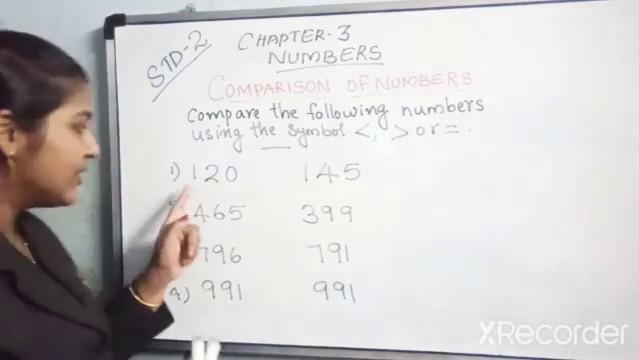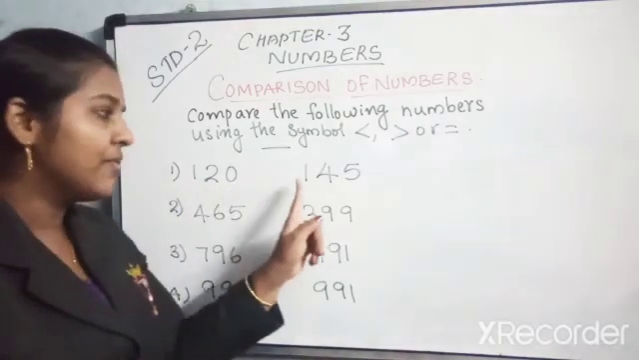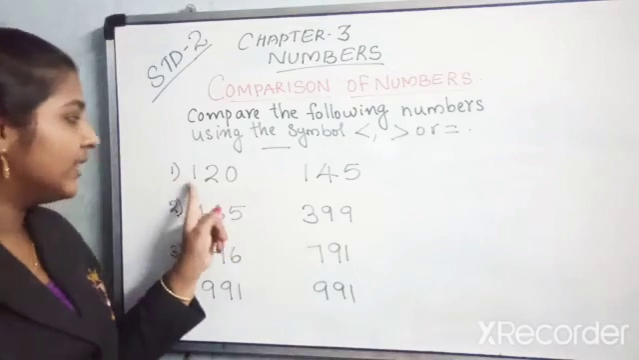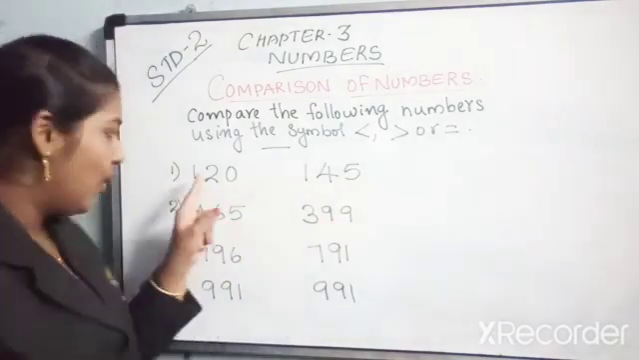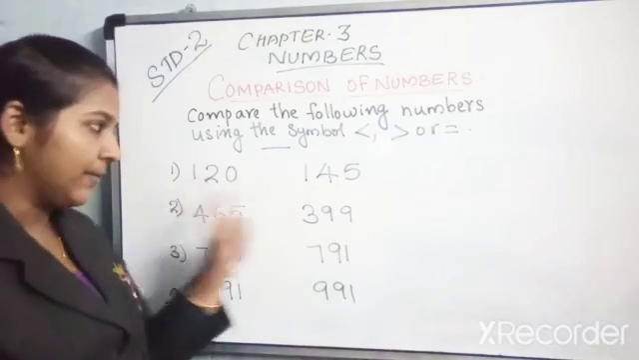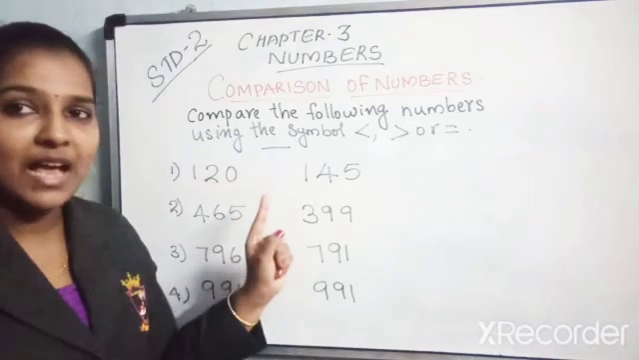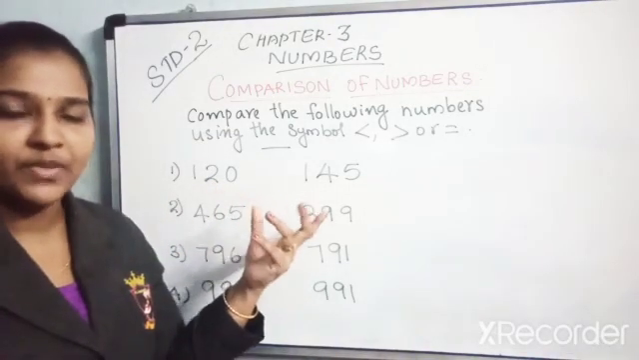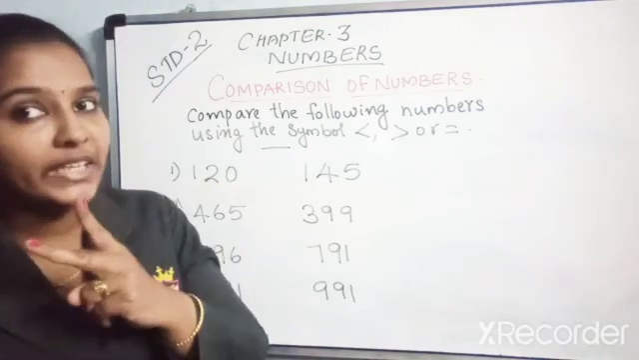So here two numbers are given, 120 and 145. Here we can understand these two numbers have 3 digits in them, isn't it? 1, 2, 3, and here also 1, 2, 3. So both numbers have 3 digits. So both are same. In this situation, we have to move to the second step.